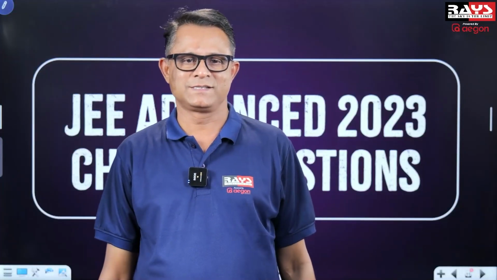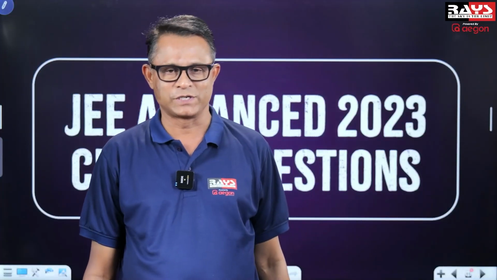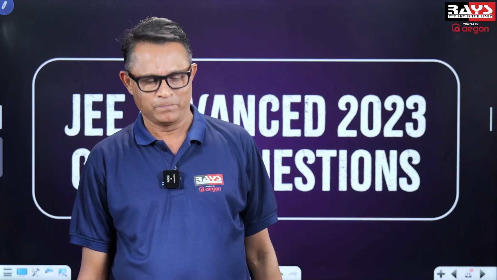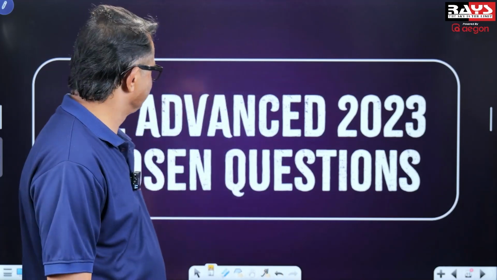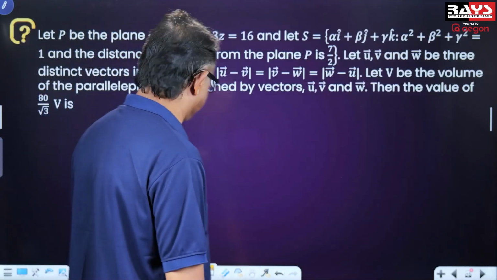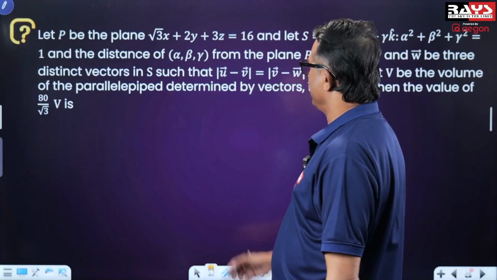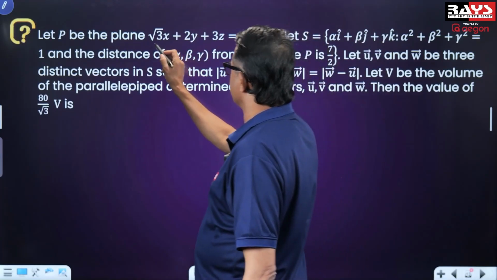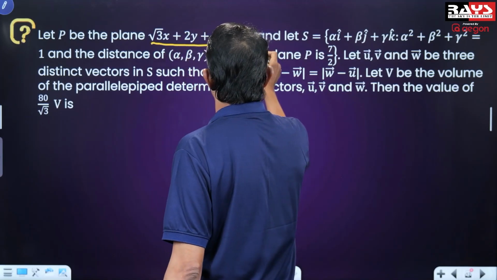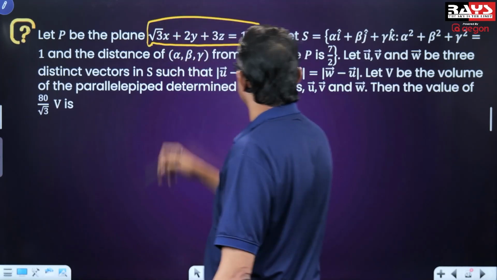Okay, students, we are discussing JEE Advanced 2023 questions, paper 1. Let us see this question. Let P be a plane. P is the plane root 3x plus 2y plus 3z equal to 16.